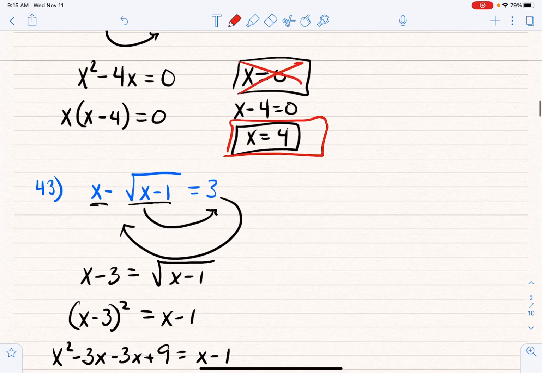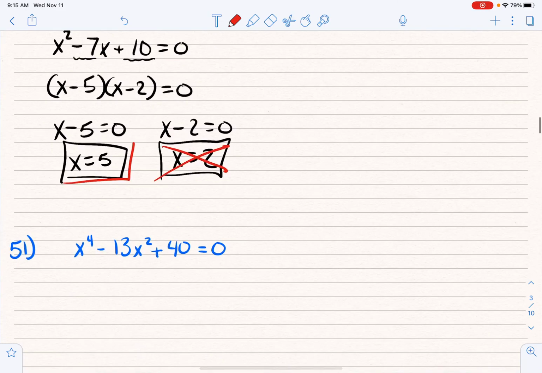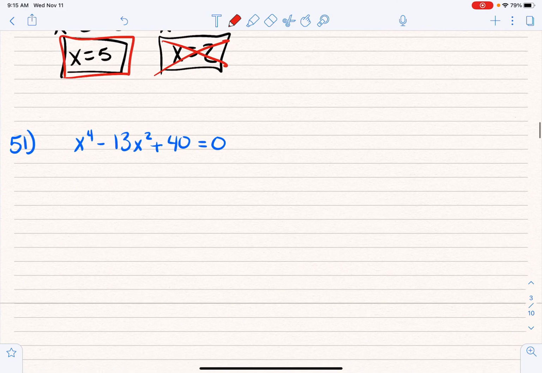Okay, plug in the 5. 5 minus 1 under the radical is 4. Square root of 4 is 2. 5 minus 2 would be 3. So we like this answer. That's a good one. All right, home stretch.